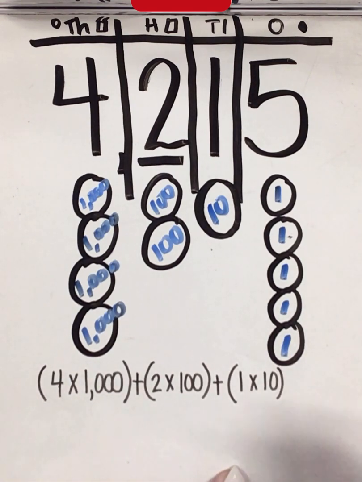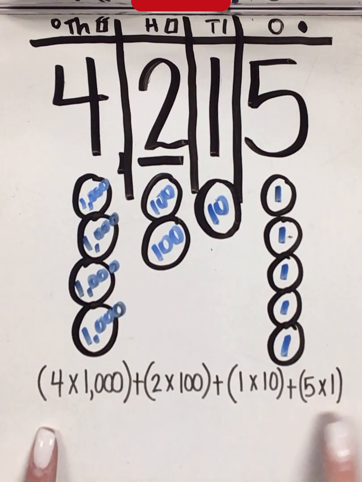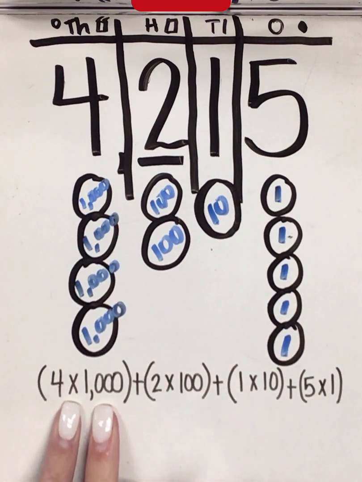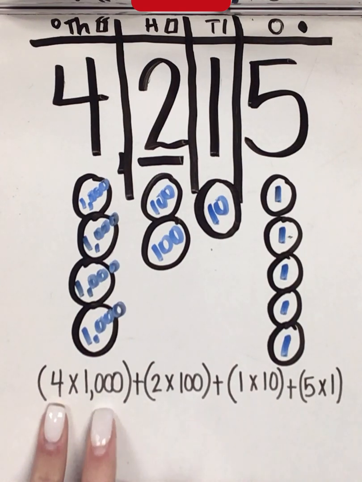Okay, now let's go to our ones place. In our ones place, we have how many? We have 5. So that is our digit, and we're multiplying by its value, and our value is 1. Perfect. So this is what we just learned, our expanded notation. So I need you to look at that very carefully. So right here it tells me that I have 4 1,000s.